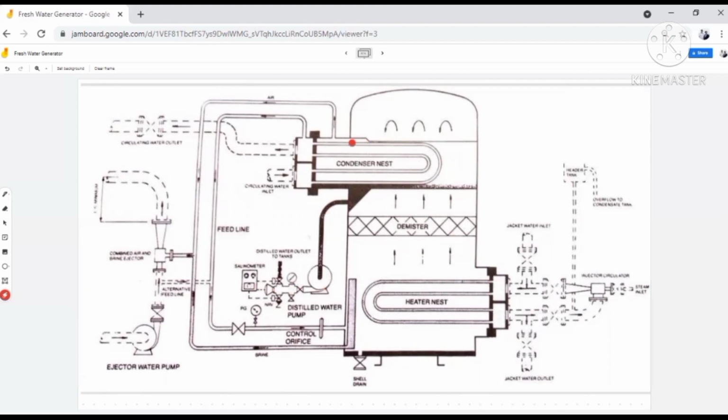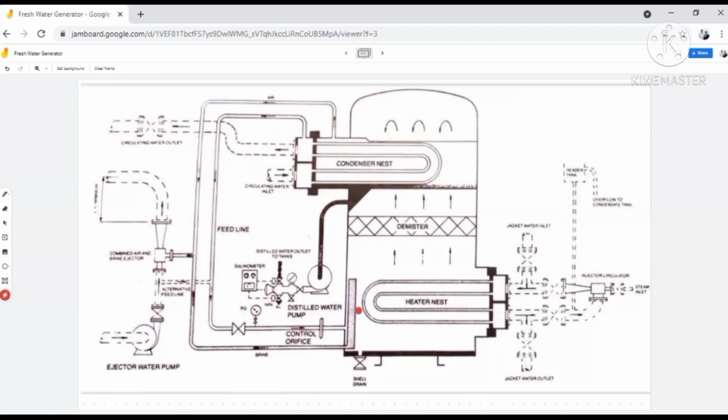Now you can see there is also a line from the outlet of the condenser to the water inlet. It is done because the condenser outlet water gets some amount of heat from the freshwater vapors. So this heat is also being utilized here. So this water, which is a little bit heated, is added to the system for freshwater generation.